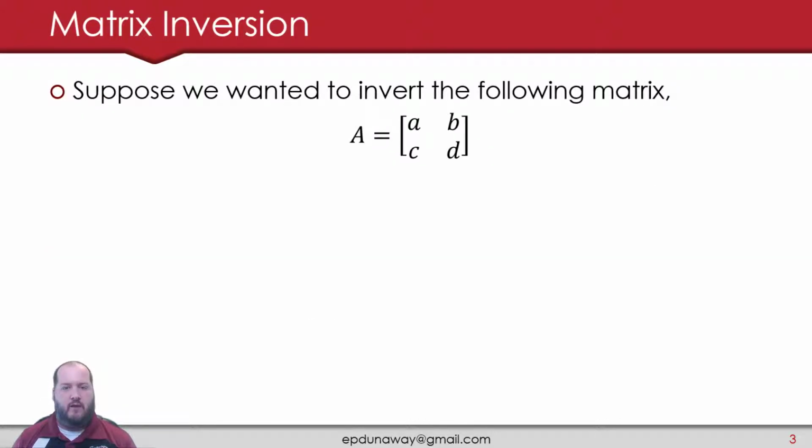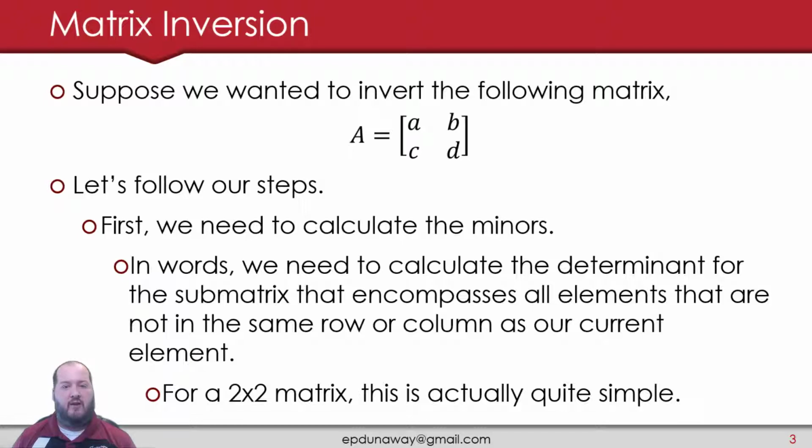Let's start with a 2 by 2 matrix. Suppose we wanted to invert the following matrix. I have A, B, C, and D as my 2 rows and my 2 columns. Let's calculate the inverse of this matrix. First step, I need to calculate the minors. In order to calculate the minor for a matrix, I need to get the determinant for the submatrix that encompasses all elements that are not in the same row or column as our current element. That's a really complicated definition, but it's actually really straightforward and easy, especially for a 2 by 2 matrix. So let's work through it.